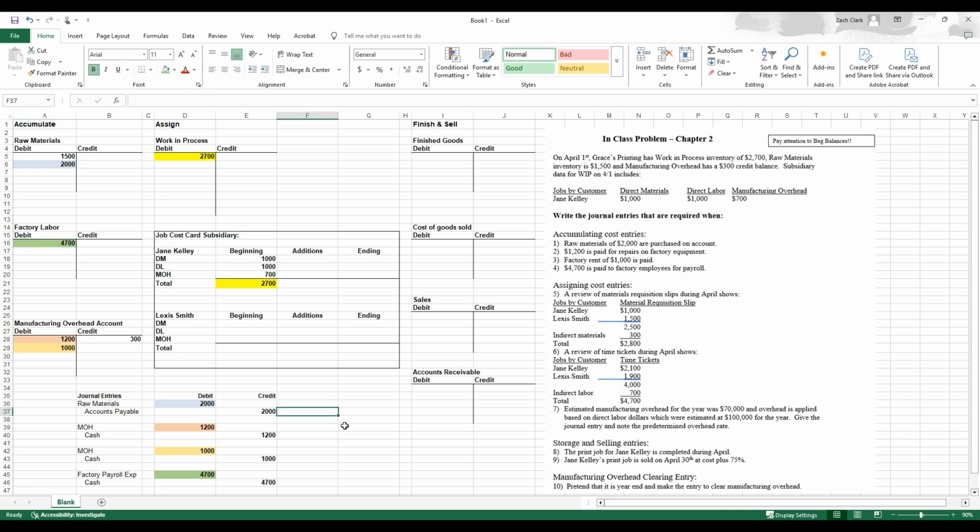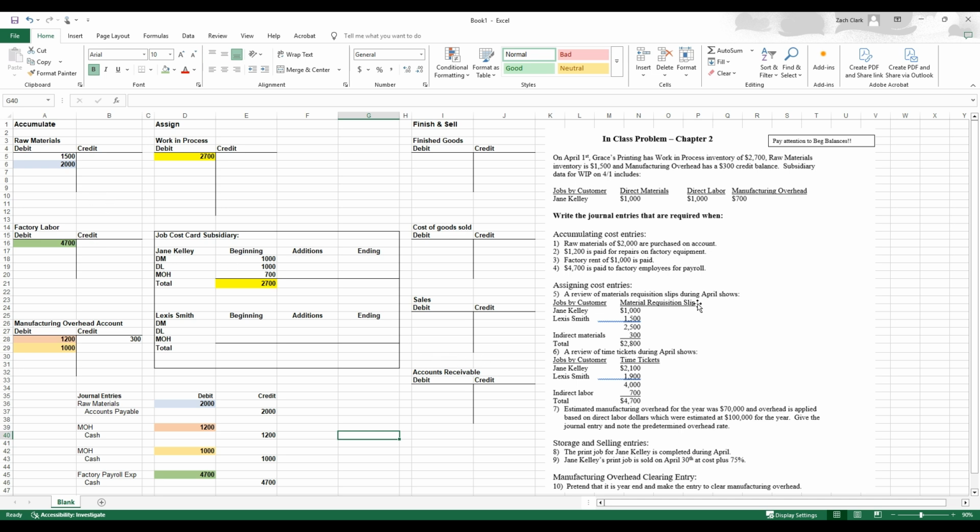Okay. And so that is all of our accumulating costs essentially, right? We've got the raw materials purchase. We can see we paid factory payroll, and then we've got 2 overhead journal entries to record those expenses. Now we want to assign those cost entries, and we want to move these costs into work in process essentially, because they're just in the raw state, and we want to put them into work in process or manufacturing overhead, et cetera, appropriately.